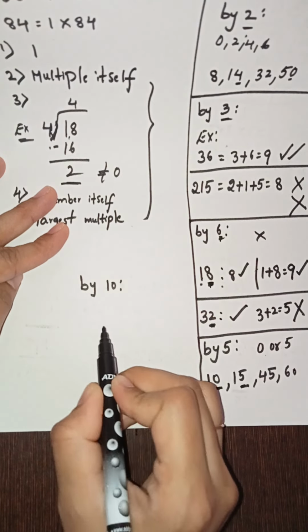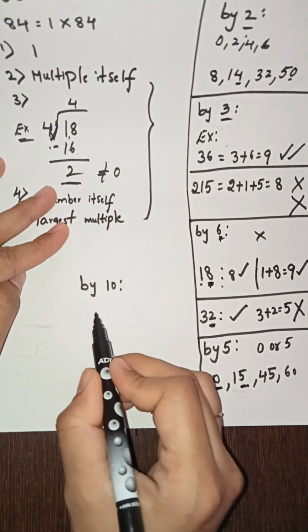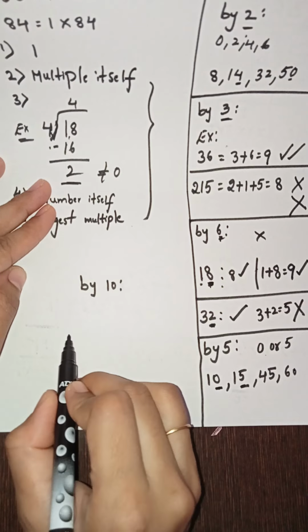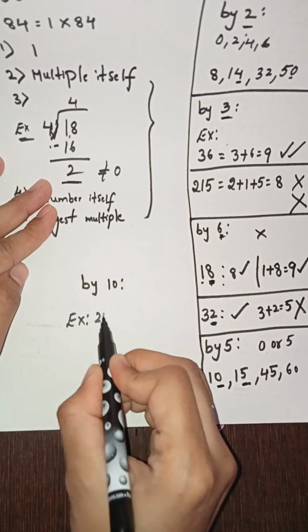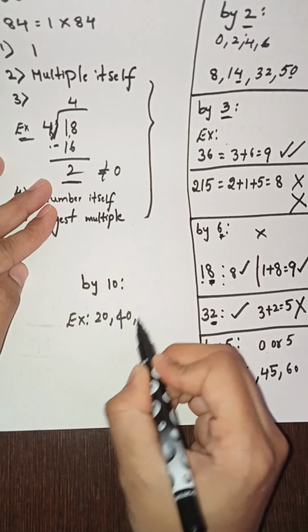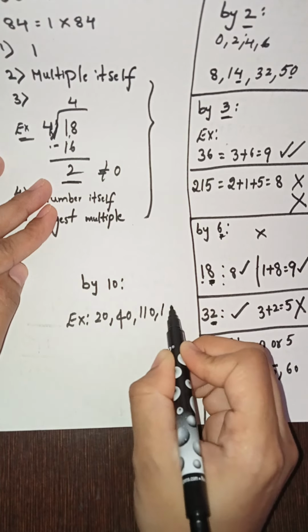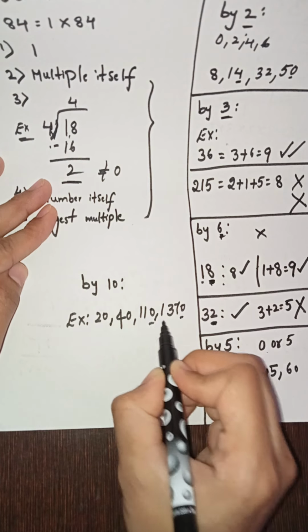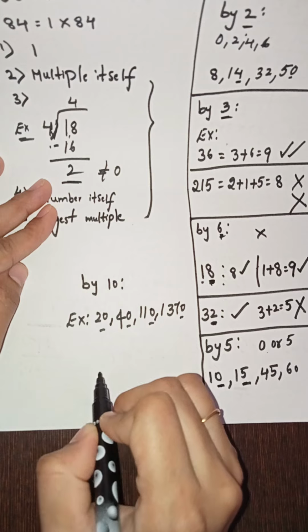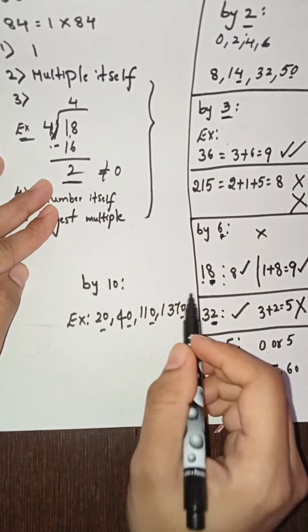Next is divisibility by 10. A number is divisible by 10 if the digit at its ones place is 0. Like for example 20, 40, 110, 1370. So its ones place is 0, then only it is divisible by 10.